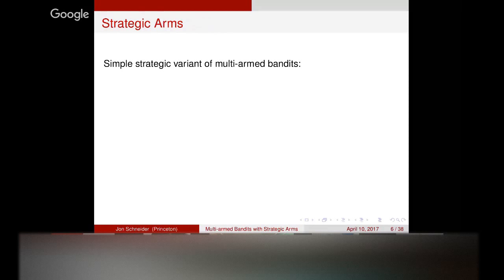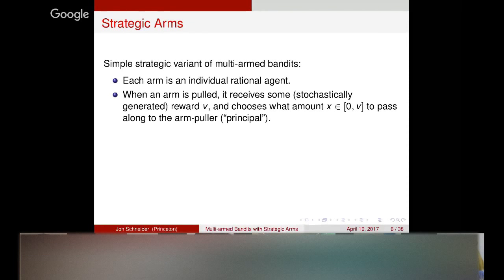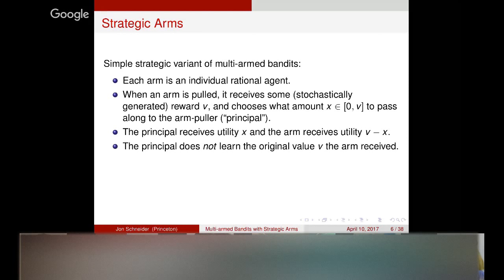So what do strategic arms mean? The strategic multi-armed bandit can mean many things. For us, we're looking at the case where each arm is an individual rational agent. Before, when you pulled an arm, you just would receive some value. Now, when you pull an arm, the arm receives some value, let's say stochastically generated, and it chooses what amount of that value to pass on to the arm puller, that we'll call the principal. After this round, the principal receives utility X, and the arm receives utility V minus X. Notably, the principal doesn't learn exactly how much value the arm got. The principal learns X, but doesn't learn exactly how much the arm could have given it, the value V.